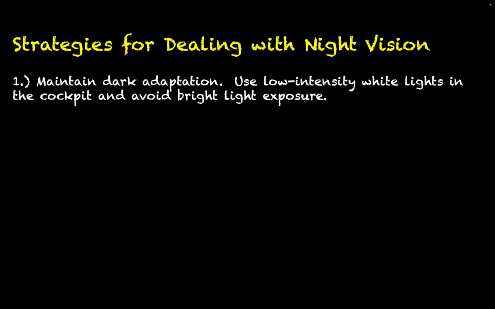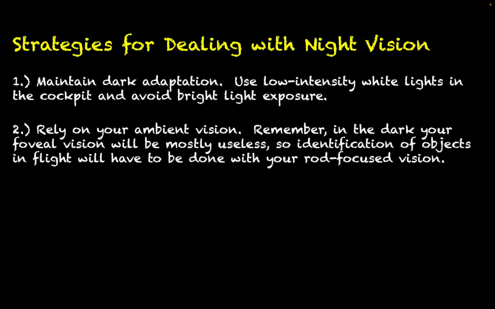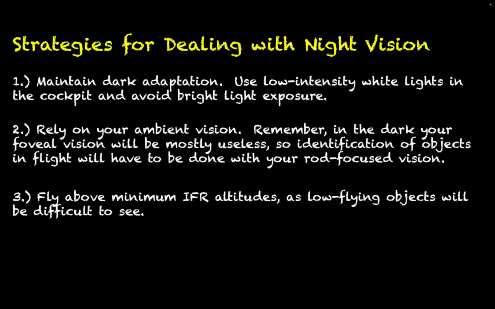And then some strategies for dealing with night vision. Maintain dark adaptation. We talked about that before, the use of low intensity white lights. Rely on your ambient vision. We talked about this a little bit. So you want to remember that in the dark, your foveal vision is going to be pretty useless. So identification of objects in flight will have to be done with your rod-focused vision. So it's important to move your head around and side-eye everything to make sure that you're able to use that peripheral vision to see everything.